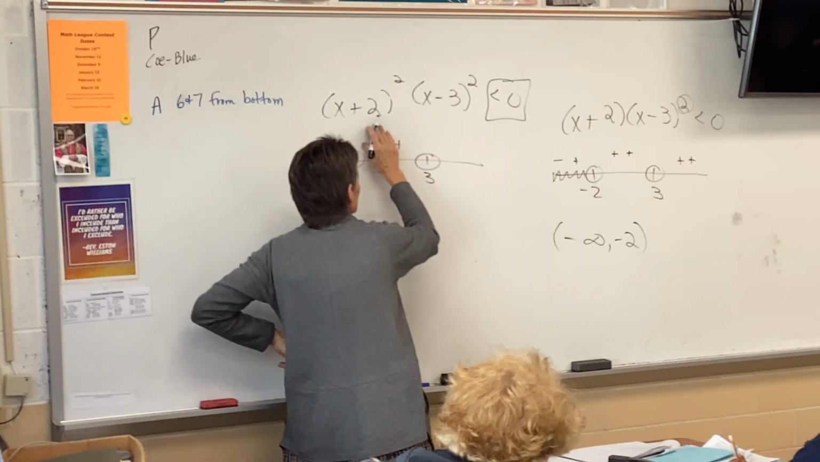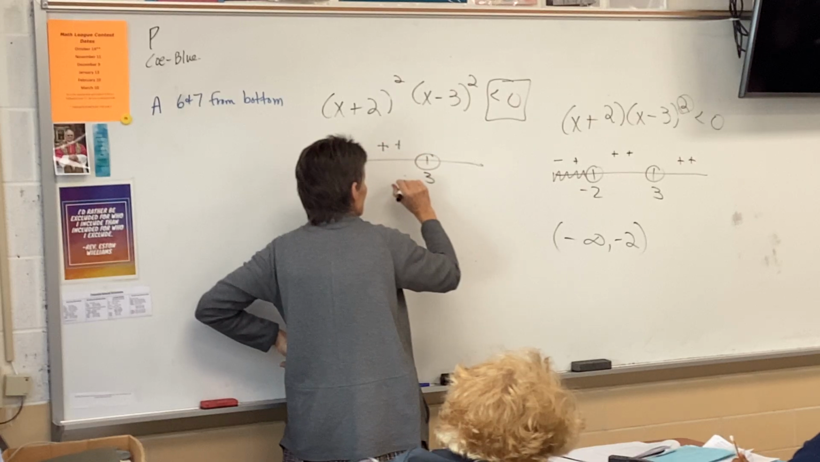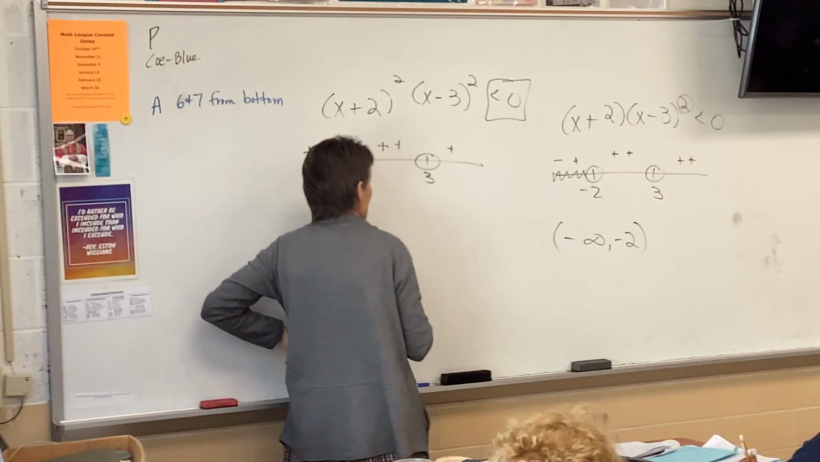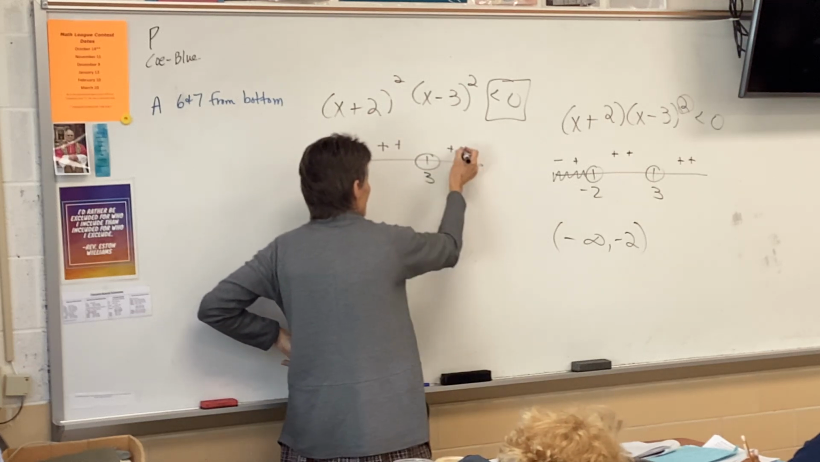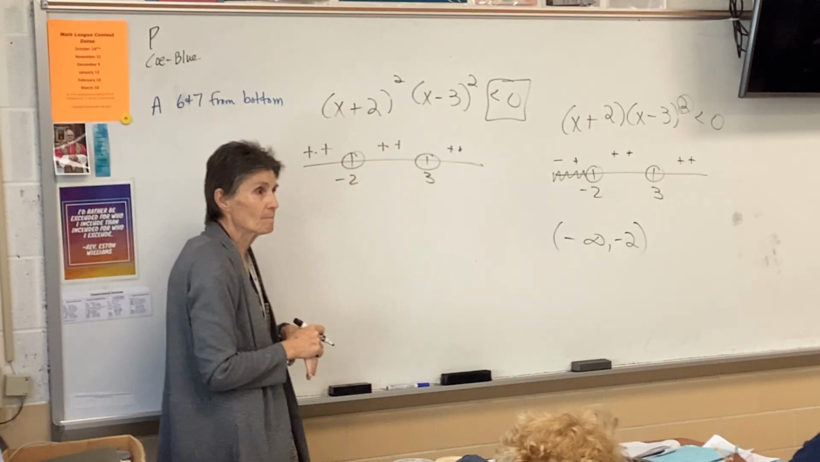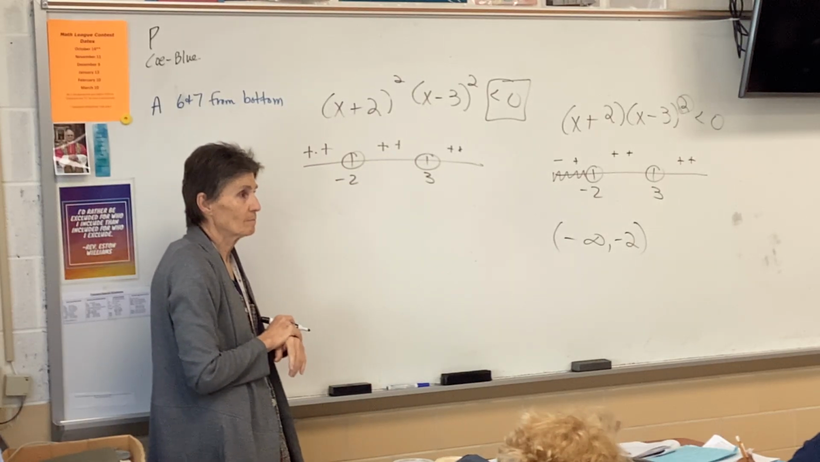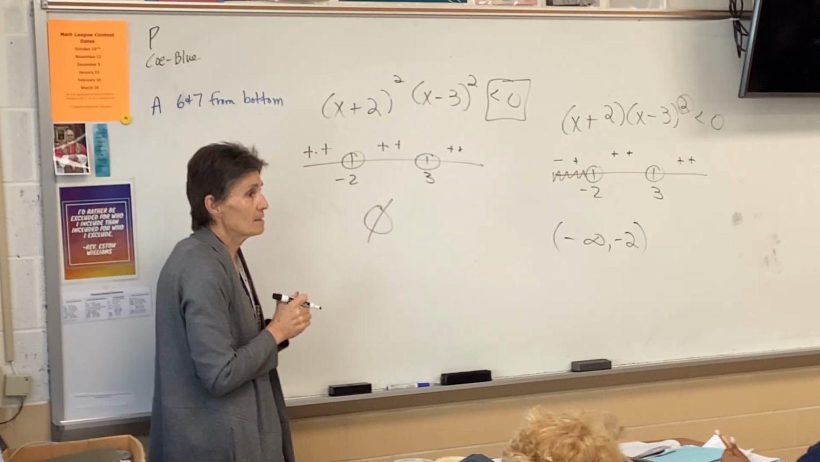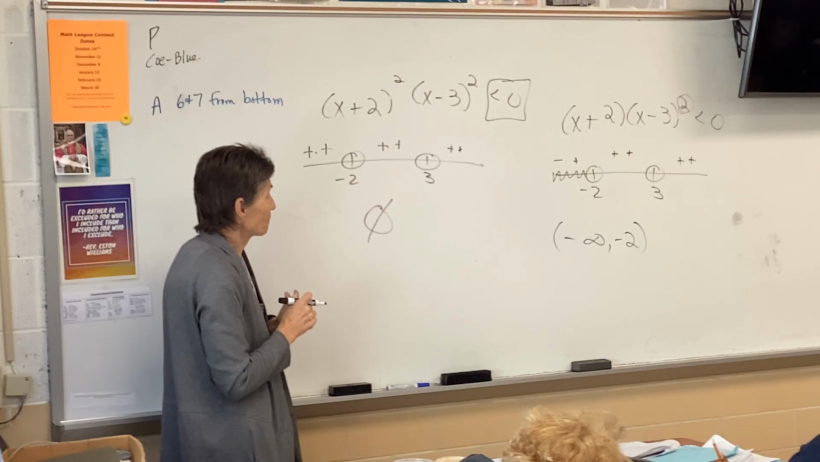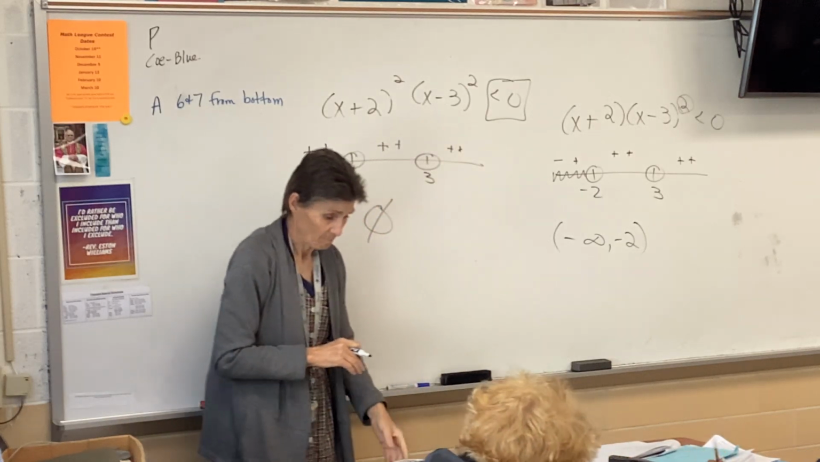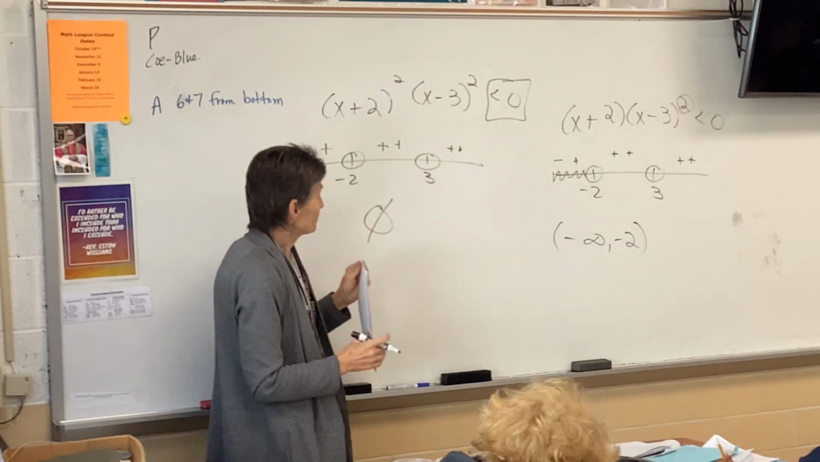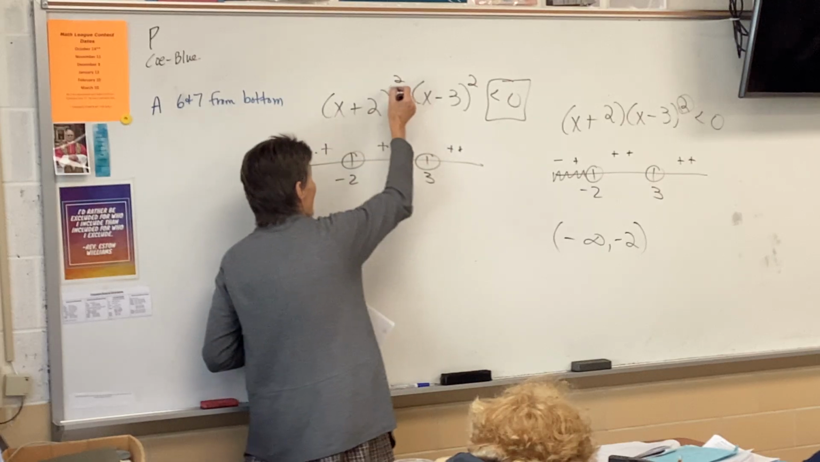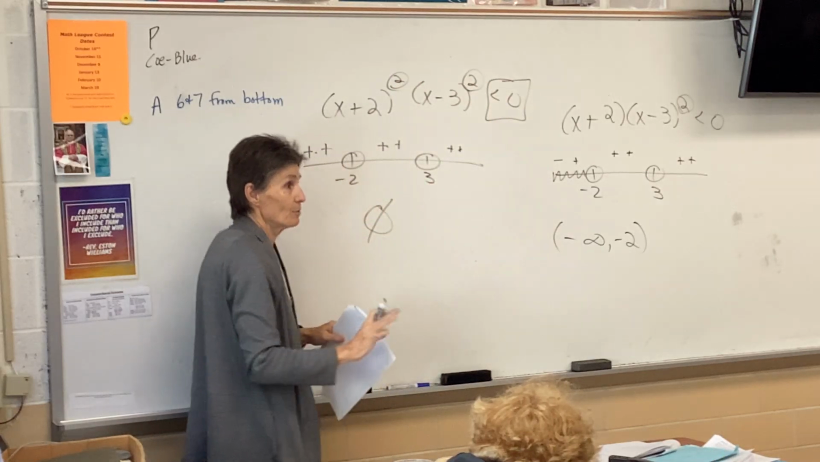All right, let's try 4. 4 plus 2 squared, positive 36. 4 minus 3 squared is 1. Oh my gosh, did that work? What's the answer to this question? No solution. There's no solution here, because nothing is going to yield a negative result. So I know this is tedious, but when you have squares, you have to do that.